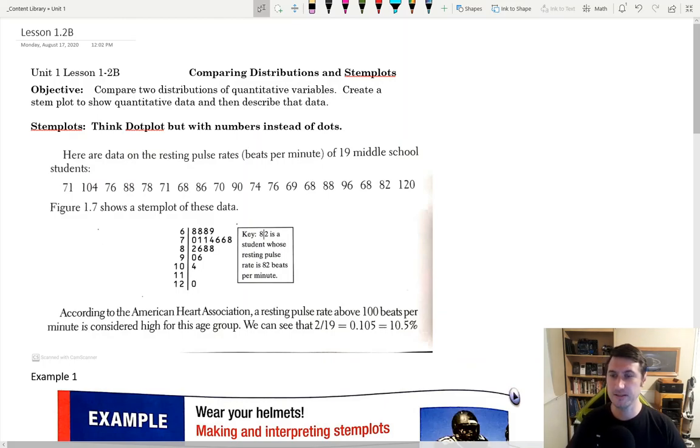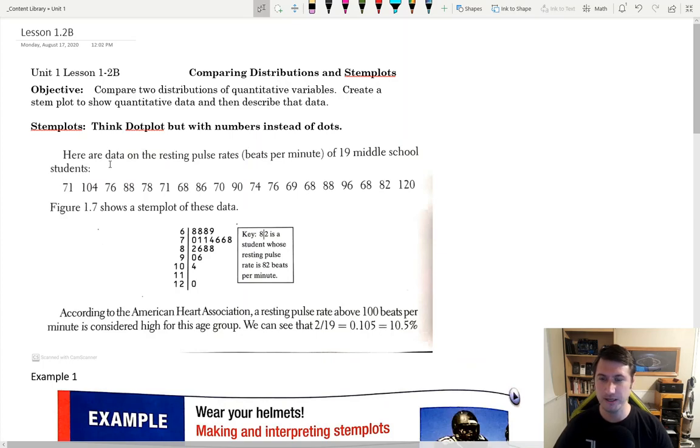Hello AP Statistics students. In this video, we're going to take a look at stem plots. So again, we are going to be comparing distributions of quantitative variables, and we're going to create a stem plot and show quantitative data and then describe that data. So here's a quick example for this. It's already been done for us.